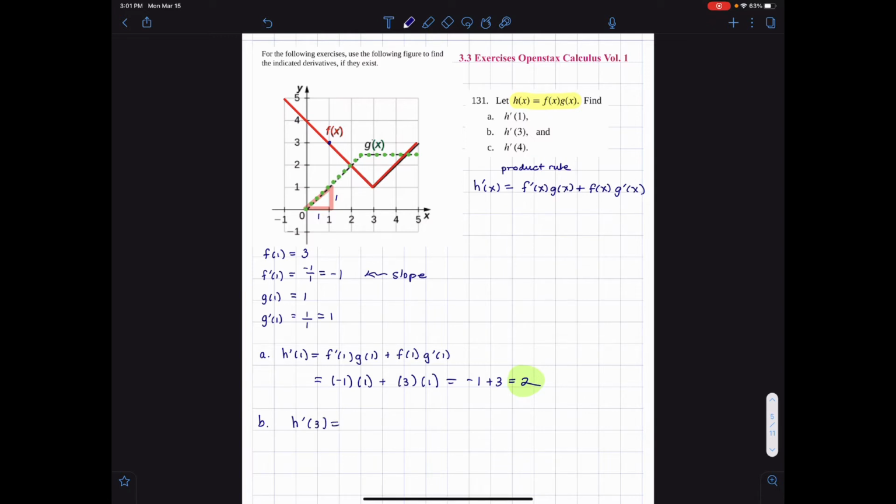Now for part b, I put in 3 for h prime. So I'll have f prime of 3, g of 3, plus f of 3, g prime of 3. Now I have to make a similar chart.